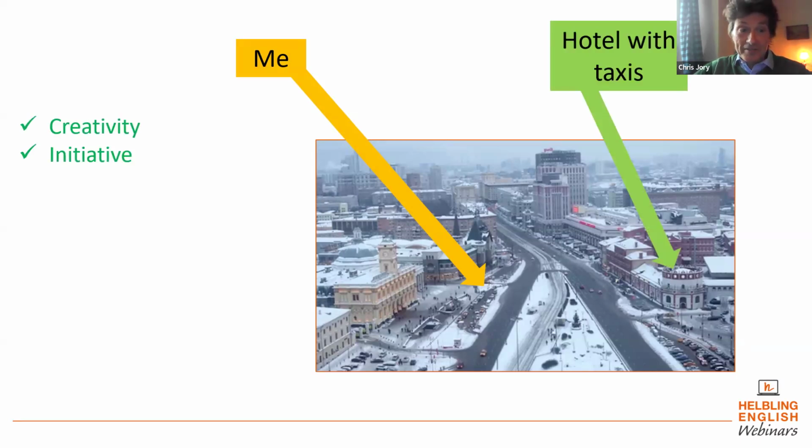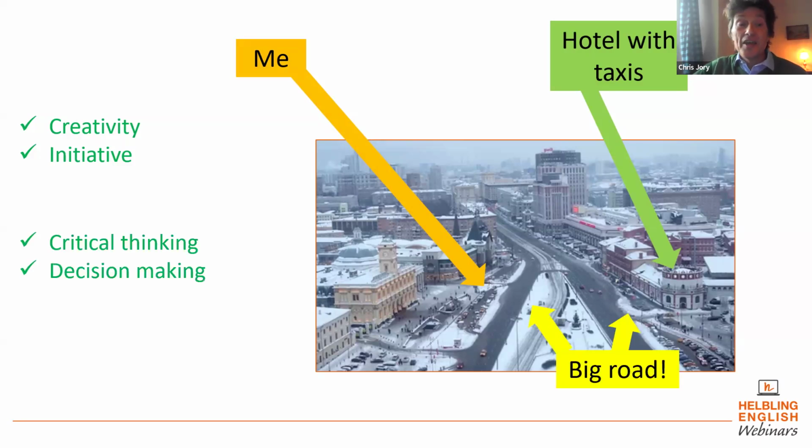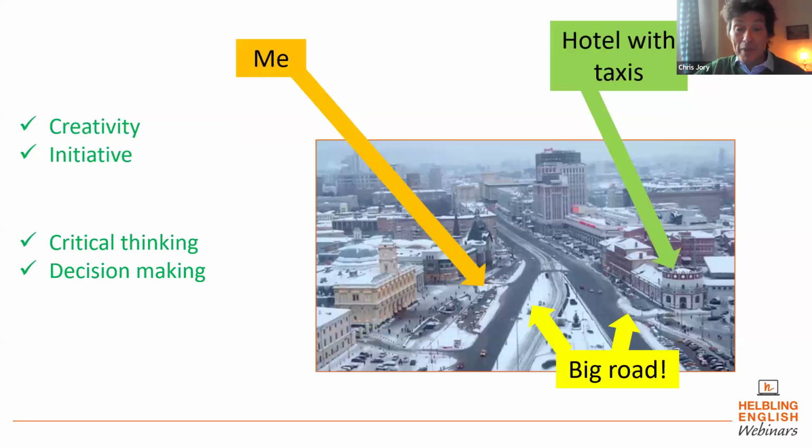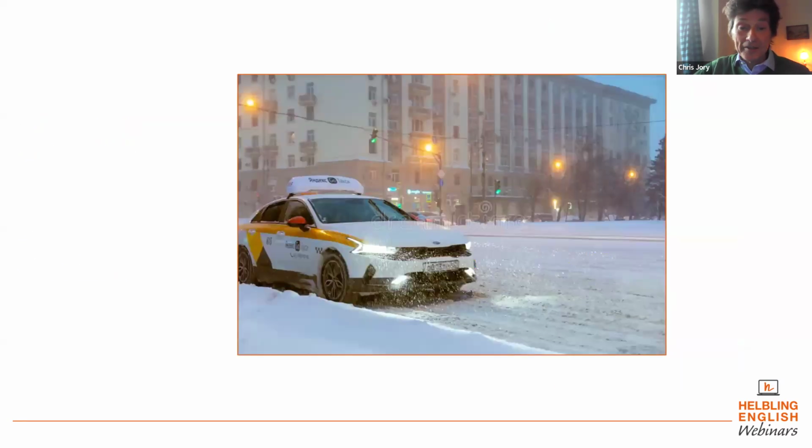So, okay, creativity and initiative, a couple of other life skills. I thought I'll just dash across this snowy road and catch one of these taxis from outside the hotel. Then it dawned on me that the road was pretty big. It was very snowy. The cars were going very fast. So I started to implement a little bit of critical thinking at that stage, made a sensible decision. I didn't take my life in my own hands and dash across the snowy road. I stood where I was. I hailed down a few more taxis. They were all fully booked and occupied.